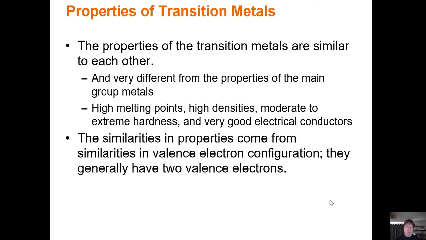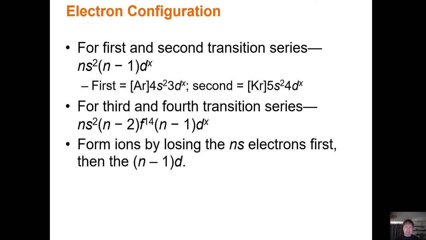The reason why they have these similarities is because of their valence electron configuration, just like anything else. And in most cases, they have two valence electrons. Having two valence electrons leads to all of these properties. So, just a review of electron configurations and how we know that they each have two.